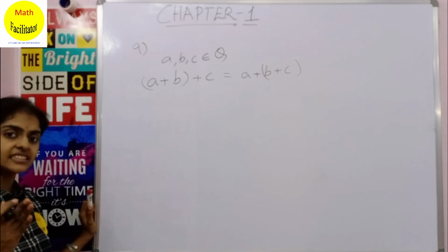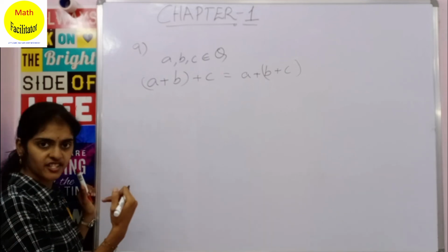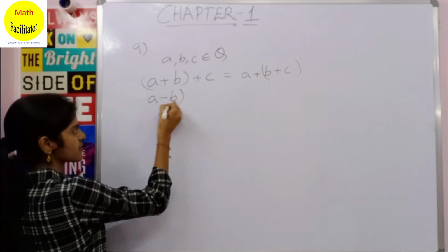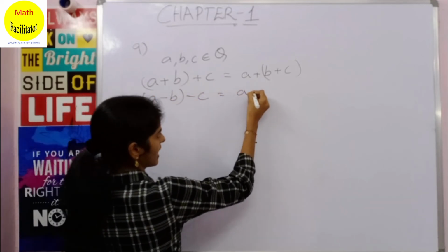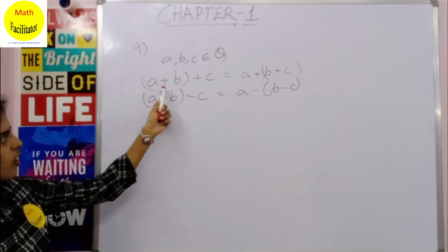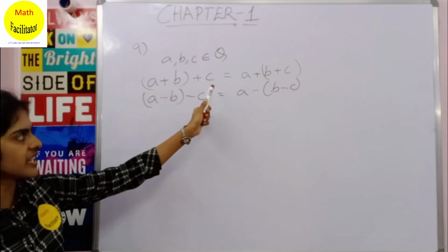Now you have to check the same property for subtraction. How do you do that? You simply change the signs. Okay, so (a minus b) minus c is equal to a minus (b minus c). Okay, that means in whichever order you add the numbers, you have to get the same answer.